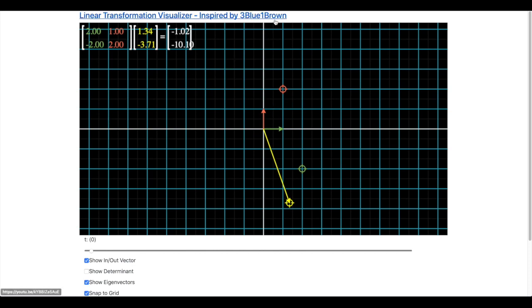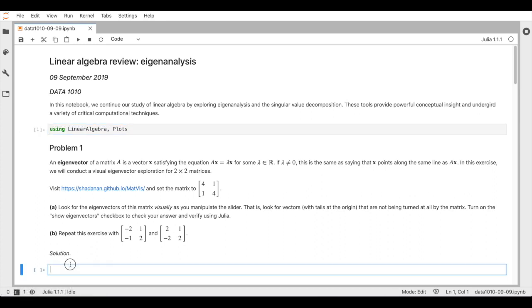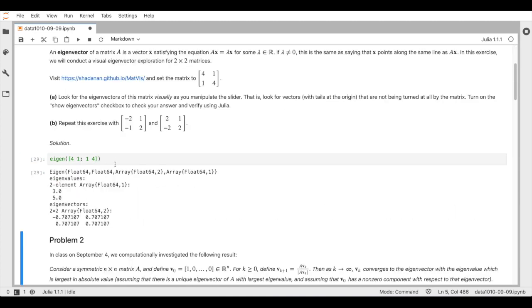So this is a different situation still, and what we can do is come back to Julia and use the eigenfunction to take a look at some of these matrices and what happens from a spectral point of view. In other words, from an eigenvector eigenvalue point of view that corresponds to what we saw over there. So if we look at the eigendecomposition of 4, 1, 1, 4, we see these two column vectors here run in the directions we found. This is the northeast southwest direction, and this is the direction orthogonal to that.